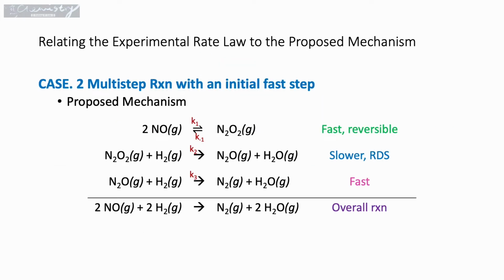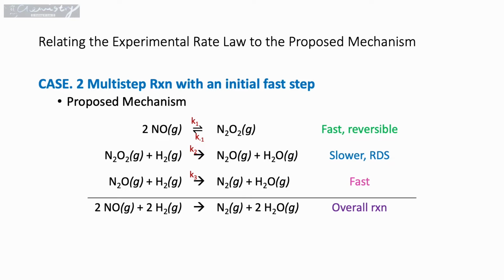The second case is when we have a multi-step reaction with an initial fast step. So what this means is that over here is the proposed mechanism. And again, the first criterion to make sure it's plausible is making sure the elementary steps add up to be the overall one. And it does. And then the second step is to make sure that the rate laws are consistent with each other.